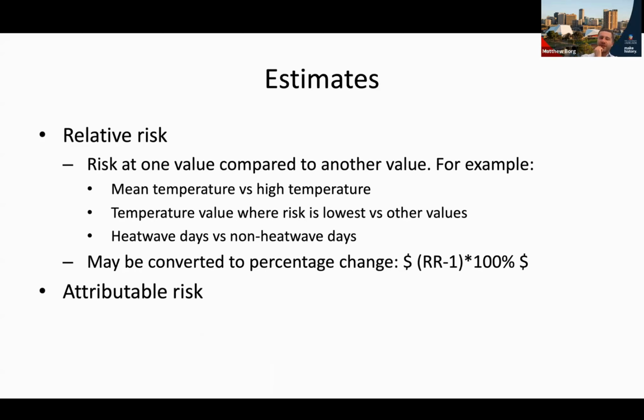Usually we model estimates as relative risk, for example, risk at one value compared to another value. For example, we might compare the mean temperature to a high temperature. Another example, which has become quite common, is you look at the temperature value where the risk is at the lowest and compare that to other values. When looking at heat waves, you might look at heat wave days versus non-heat wave days. Commonly, relative risk may be converted to percentage change, and the formula is relative risk minus 1, and then multiply that by 100%.